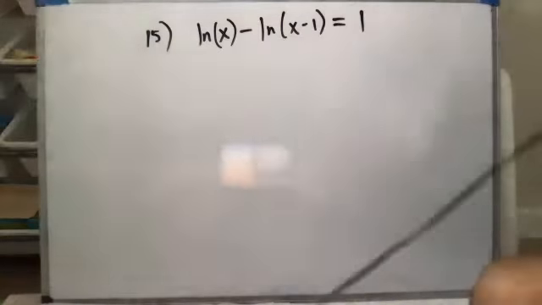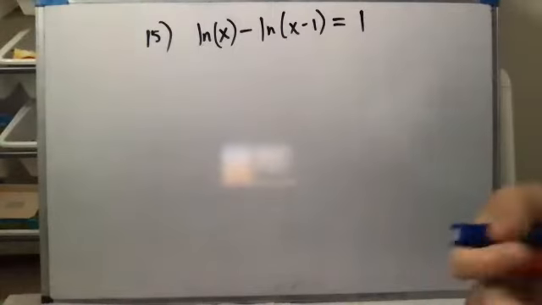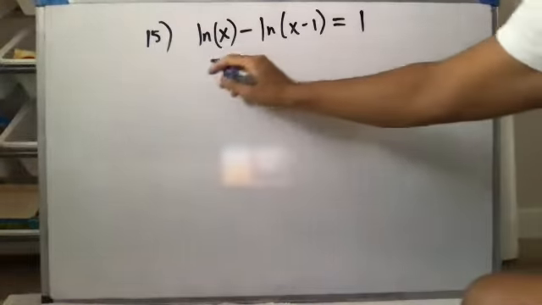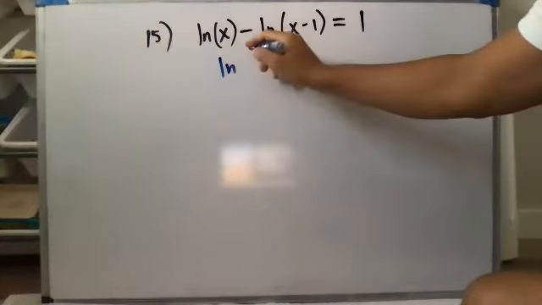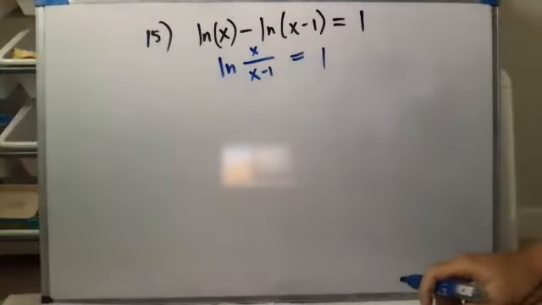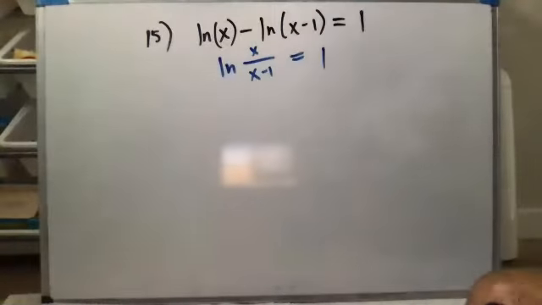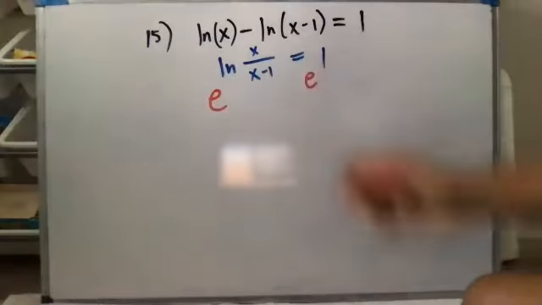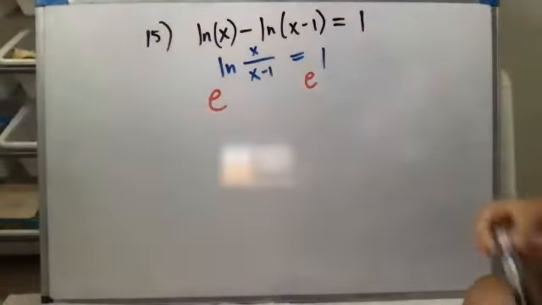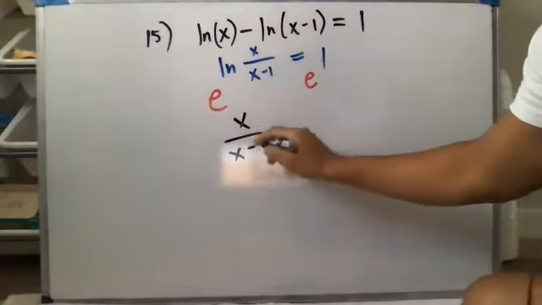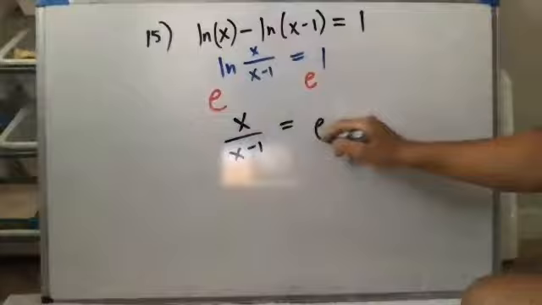Okay, so for solving this kind of thing, first thing we want to do is just combine it as a single log function. So this is going to be ln of, using our rules of logs, x over x minus 1, right? Equal to 1. Okay, and then to solve these things, we're using the inverse property. So we're going to take e to that is equal to e to that. Which gives us the e cancels with the ln, and we just get x over x minus 1 is equal to e. E to the 1 is just e.